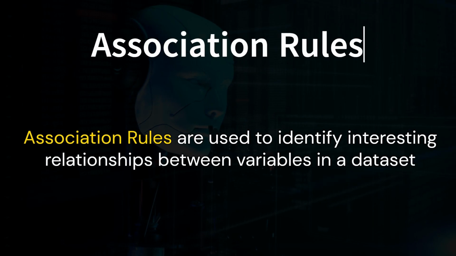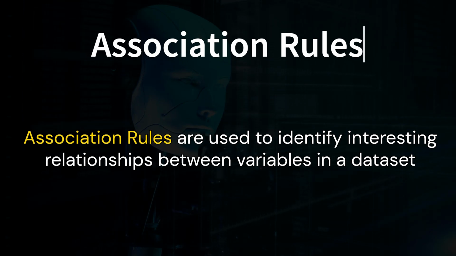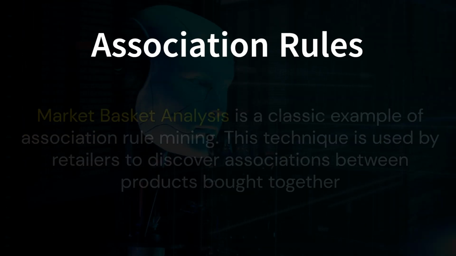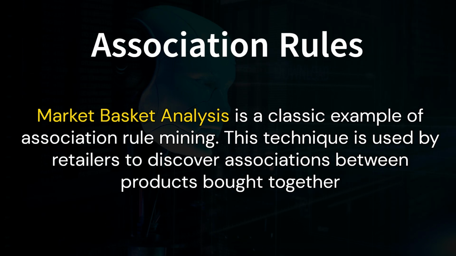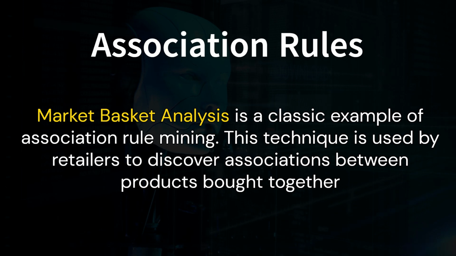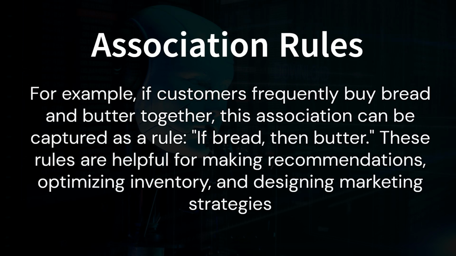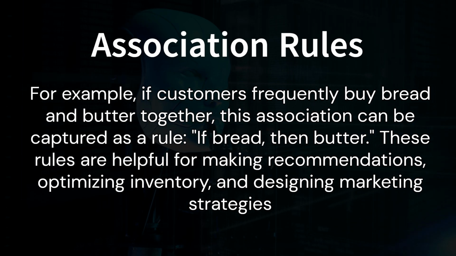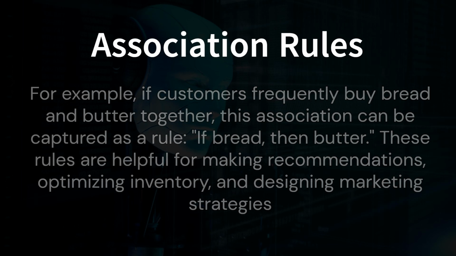Moving on to association rules. Association rules are used to identify interesting relationships between variables in a dataset. Market basket analysis is a classic example of association rule mining. This technique is used by retailers to discover associations between products bought together. For example, if customers frequently buy bread and butter together, this association can be captured as a rule. If bread, then butter. These rules are helpful for making recommendations, optimizing inventory, and designing marketing strategies.